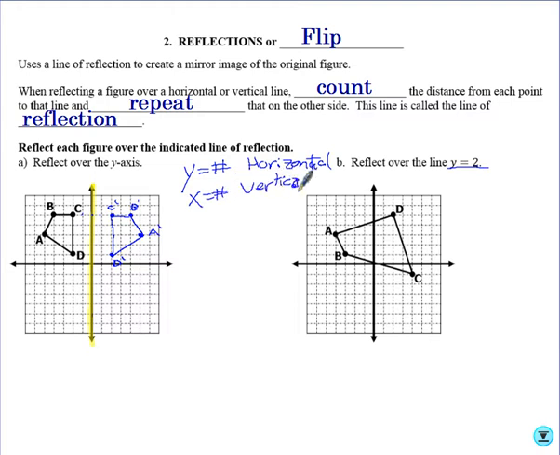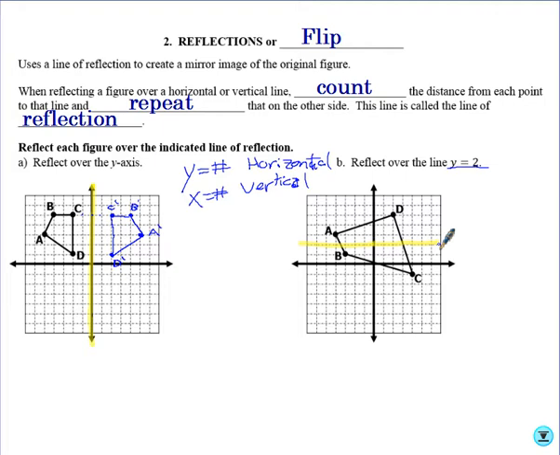And if you have x equals some number, that's going to be a vertical line. You may remember the saying "HOY VUX"; that may ring a bell. So what are we reflecting over? We're reflecting over y equals 2. 1, 2. It's a horizontal line. I'm reflecting over this line, y equals 2, so all the y values equal 2 there.